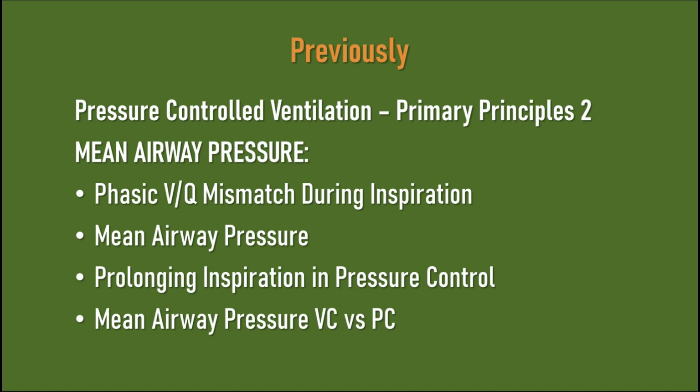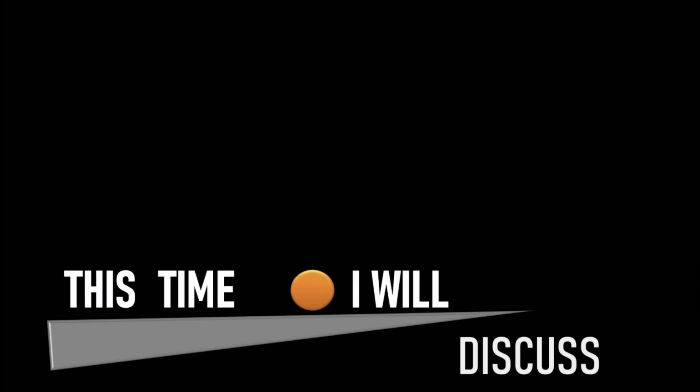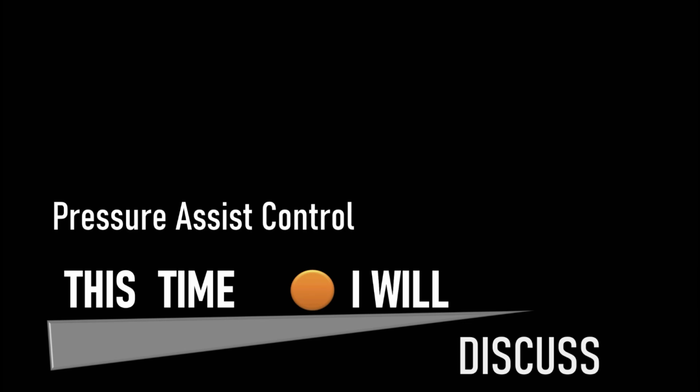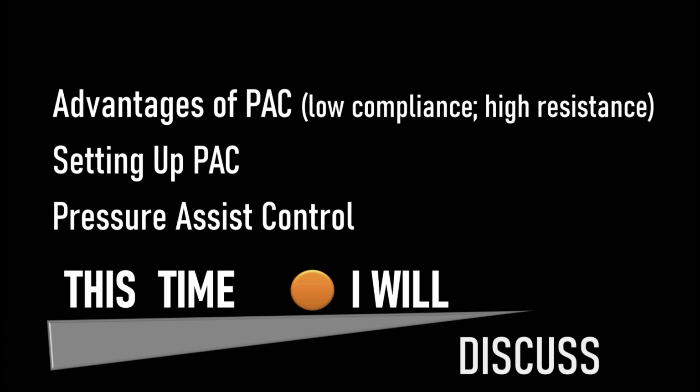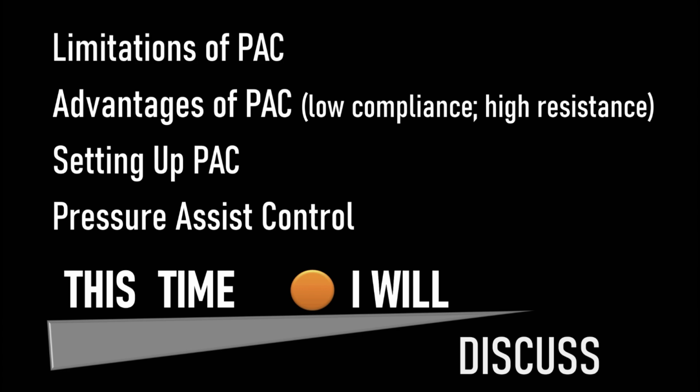We looked at how you can prolong inspiration in pressure control, and we looked at how you can do something similar in volume control, and I explained the differences between increasing mean airway pressure in pressure control and volume control and why they're different and why it's easier to do so in pressure control. This is one of the key tutorials in this whole series because in this tutorial I'm going to look at one of those foundational modes, pressure assist control, and how to set it up, the advantages of using it in low compliance lung states and high resistance lung states, and the limitations of using pressure assist control.